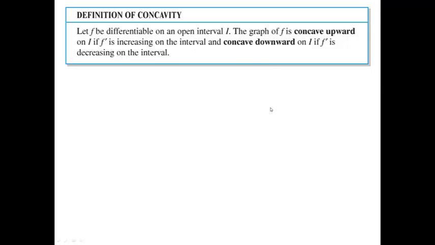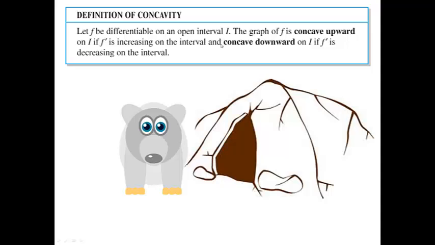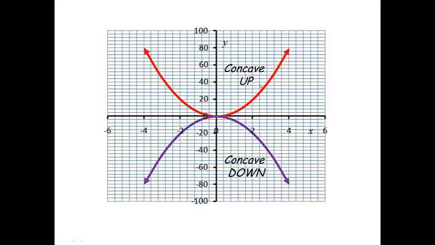First, let's define concavity. Concavity comes from the word cave. So concave up means that the cave is going to open up, or whether it's going to open down. Here's an example of a concave up, and this is concave down. Okay?